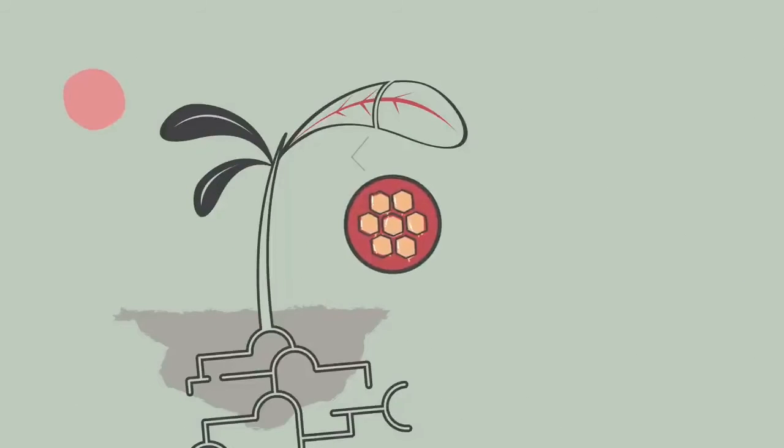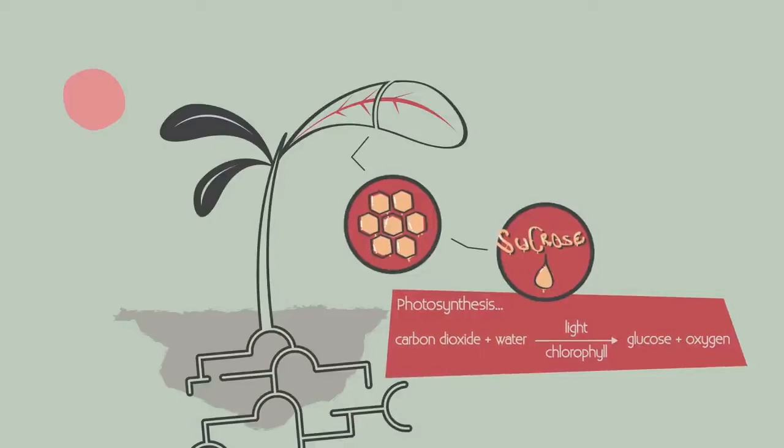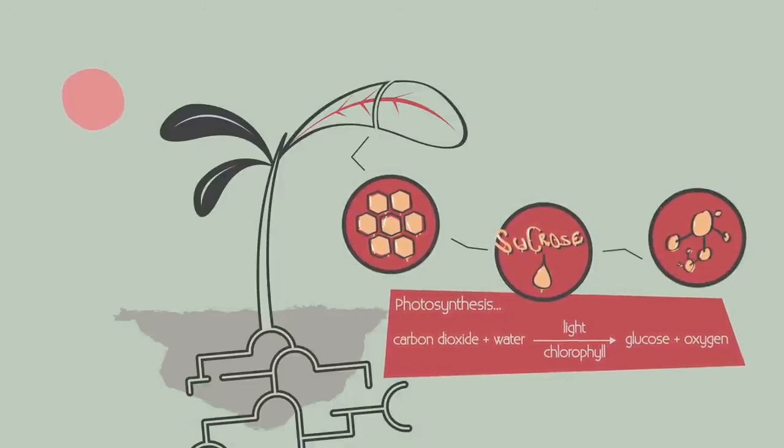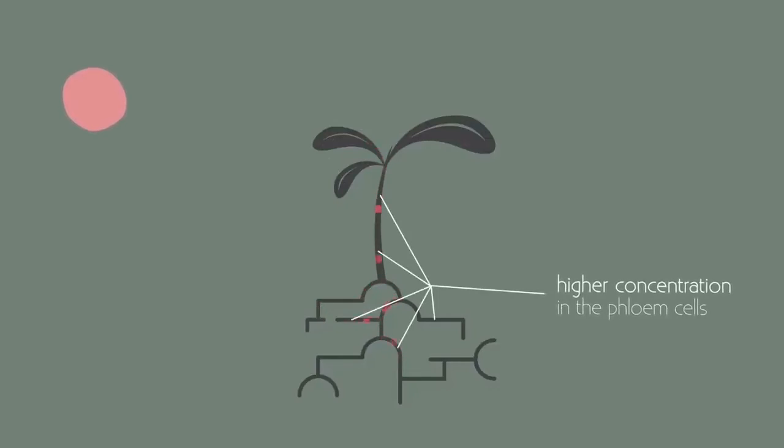Glucose is made in the leaves by photosynthesis. Glucose is converted into sucrose in the leaves, which then enters the phloem vessels, as do amino acids. They then need to be transported around the plant to every single cell. The areas of the plant where sucrose is made are called the sources, and where they are delivered are called sinks. The phloem uses active transport because the sucrose moves against its concentration gradient, from the lower concentration, where it is made, to a higher concentration in the phloem cells.